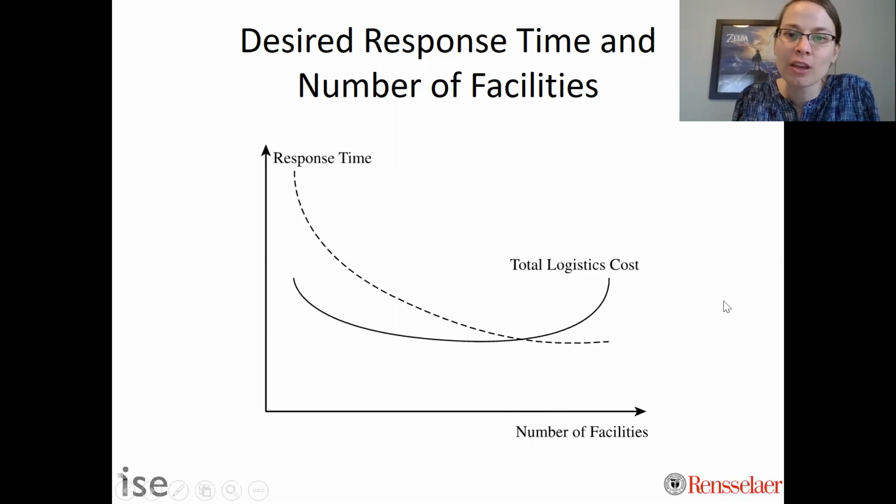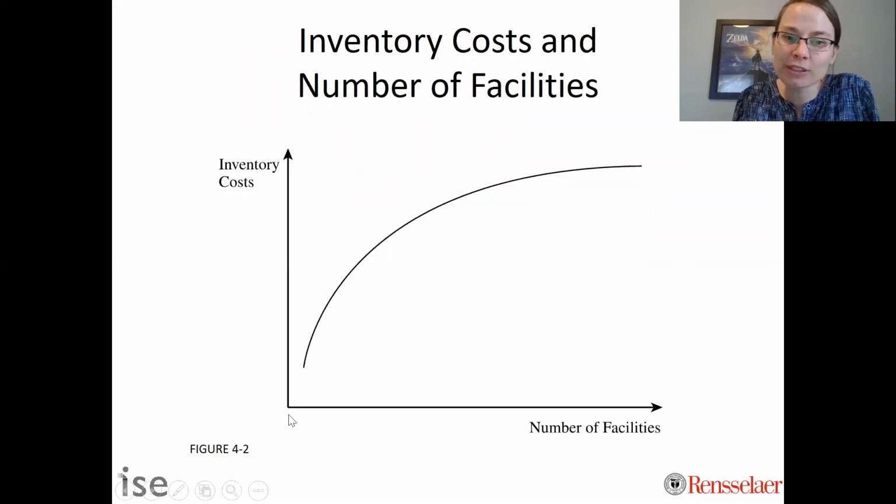All right, so if we think about the number of facilities again on the x-axis, and now on my y-axis, I have inventory cost. This curve you should hopefully recognize from our inventory lectures. What is this curve? This is the square root of the number of facilities.